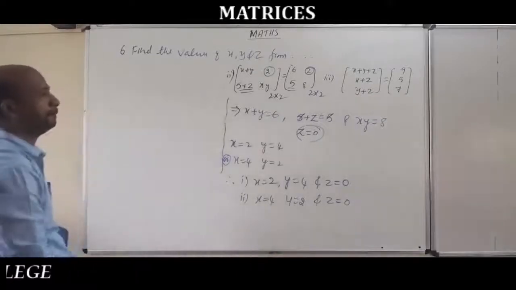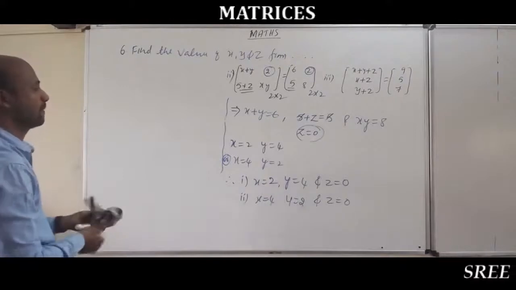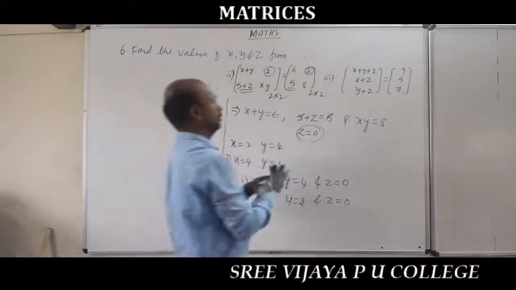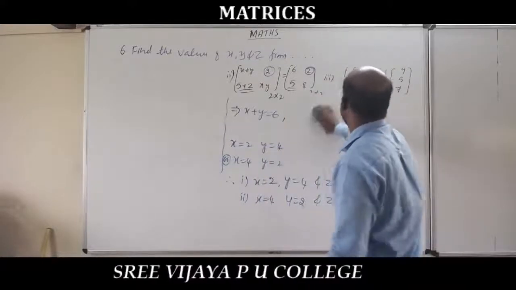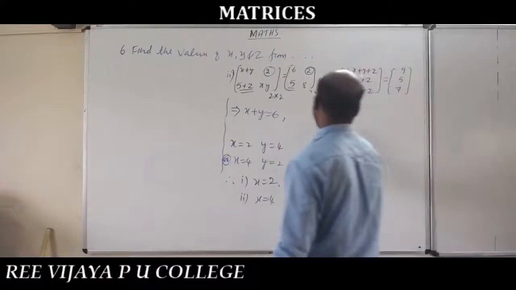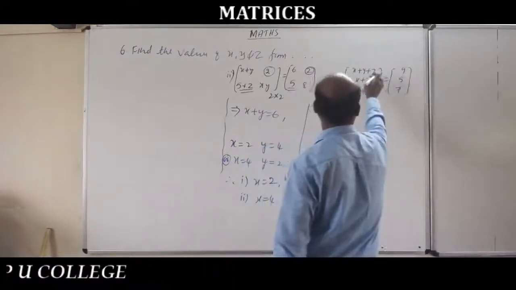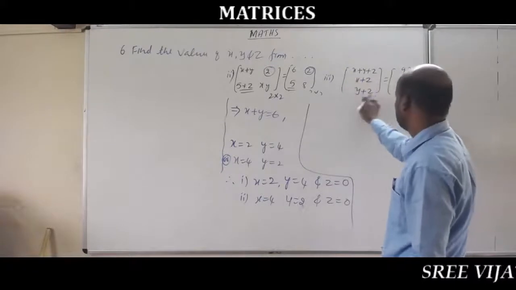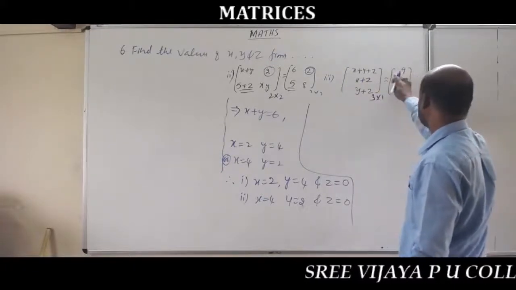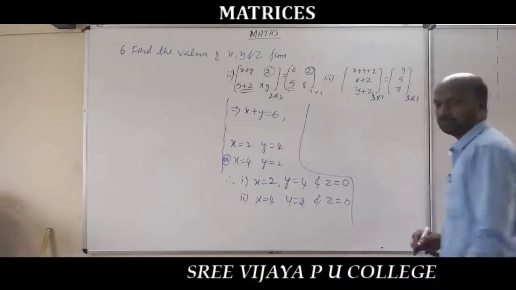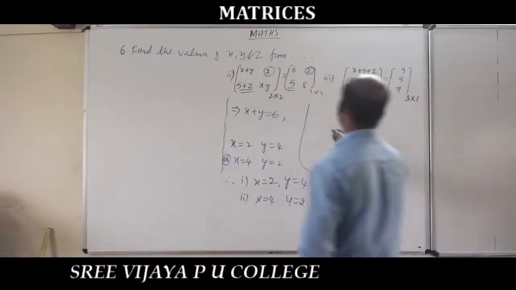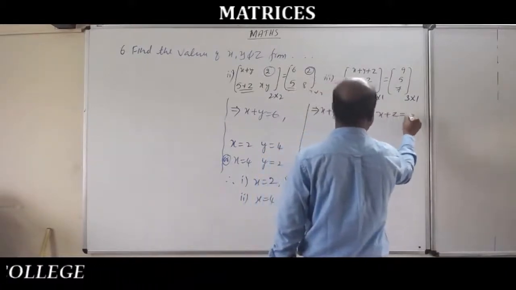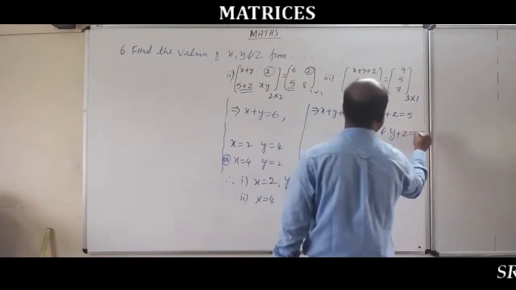The third case. First row, second row, third row: x plus z, y plus z. Three rows, one column. Obviously the order is the same. It implies x plus y plus z is equal to 9, x plus z is equal to 5, and y plus z is equal to 7.